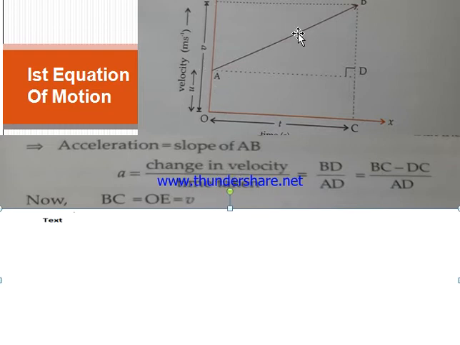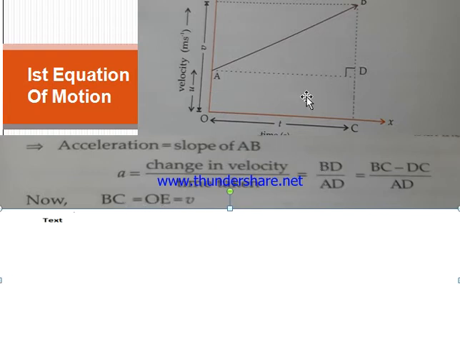What is change in velocity? That is BD, change in velocity, upon time taken, which is AD or OC. So how do we calculate BD? This can be calculated by BC minus CD, BC minus DC. BC minus DC is the change in velocity, that is BD, and time is AD, that is AD or OC.